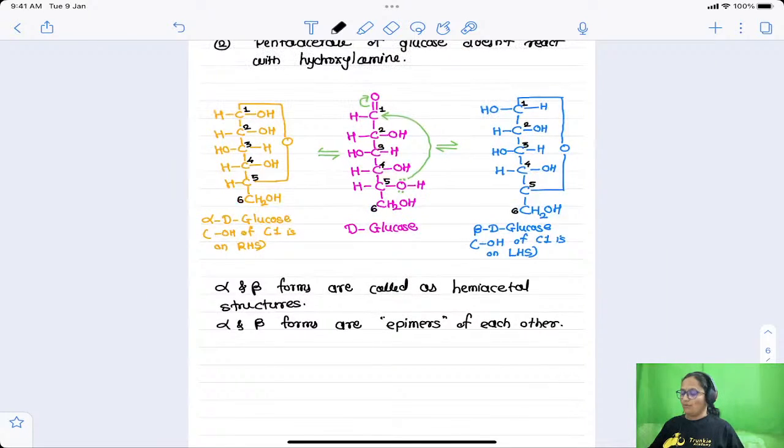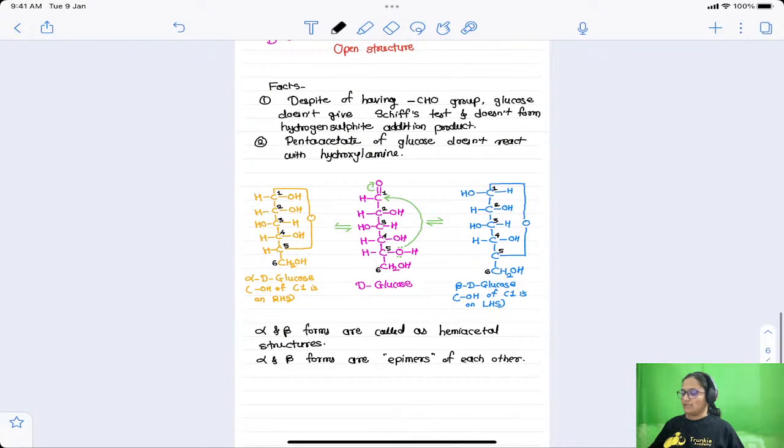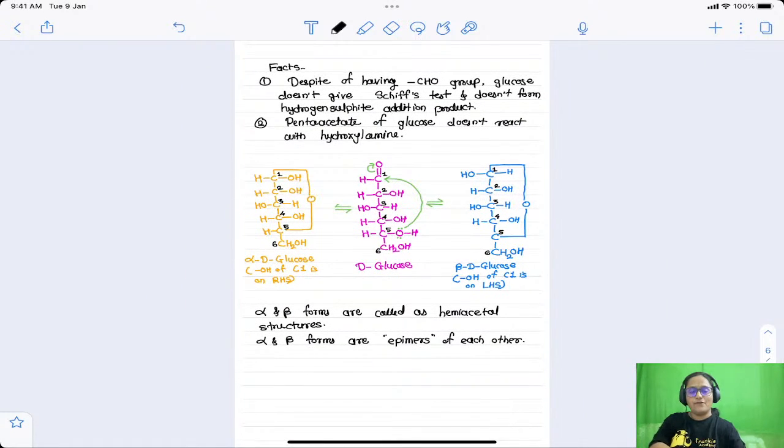Now you can do one thing: take a screenshot of this structure first of all, and then we will start one more concept related to this. These words are very important: epimers and hemiacetal structures. You can see questions based on these words in competitive exams. You should know the meanings of these words.